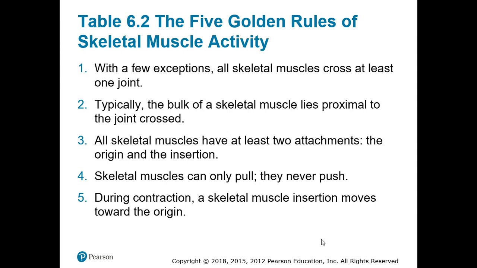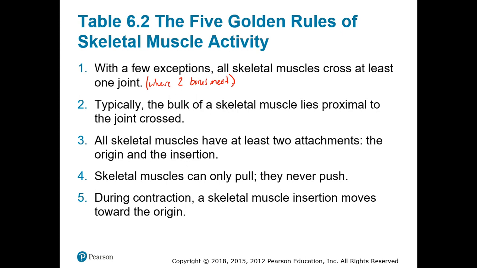Here are our 5 rules, and I'm going to go through each of these in a little bit more detail and define some of the vocab terms that you might see in the next couple of slides. Rule number 1 says, with a few exceptions, all skeletal muscles cross at least one joint. And we have to remember a joint is where two bones meet. If we recall from our skeletal system and our muscular system early on, those two work together in order to produce movement. So it makes sense that muscles have to cross at least one joint in order to make the bones move.